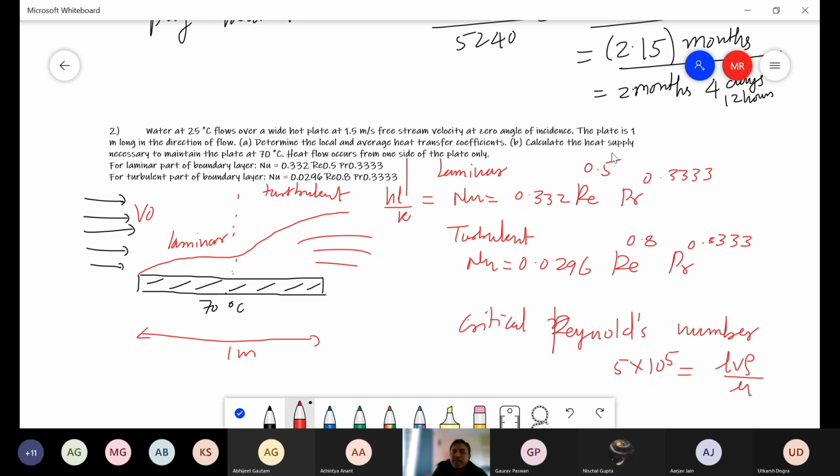Also, we have to calculate the heat supply necessary to maintain the plate at 70 degrees Celsius. Remember, the fluid is flowing across this plate, so it is going to take some heat along with it. So if I need to maintain this plate at 70 degrees Celsius, I need to provide heat continuously to this plate, because there is continuous dissipation taking place. Is the problem clear to everyone?